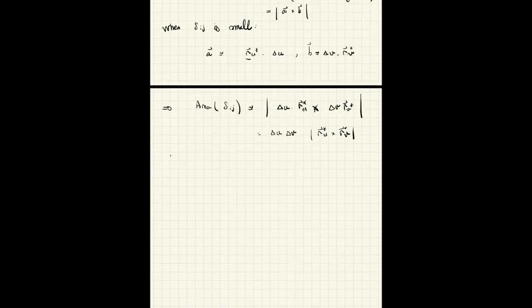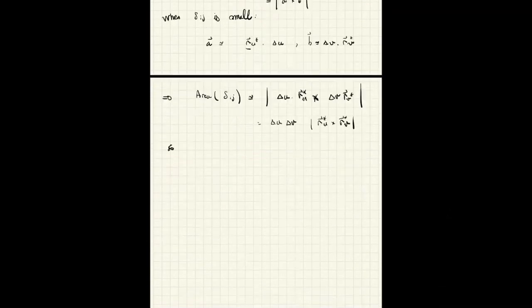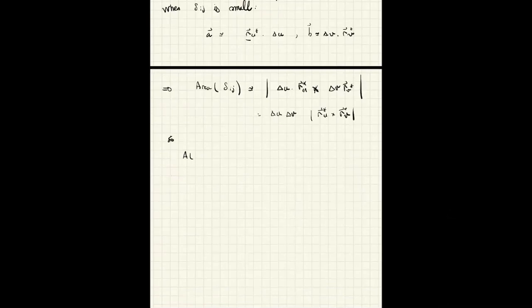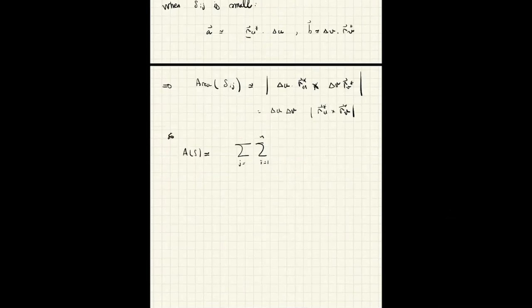So the area of S is approximately equal to the sum from i to N, from j to M, of the norm of R U star cross R V star, times delta U delta V.